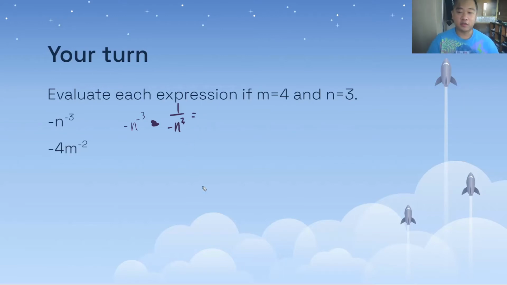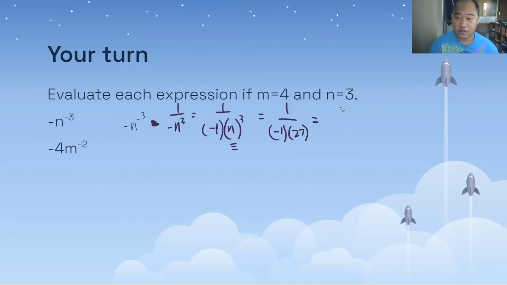Negative n is the same thing as opposite n, right? So this is the same thing as 1 over negative 1 times n to the third. And so what do we do first? We're actually going to do this first, right? Simplify the exponent. So that's going to give us 1 over negative 1 times 27, which is 1 over negative 27.